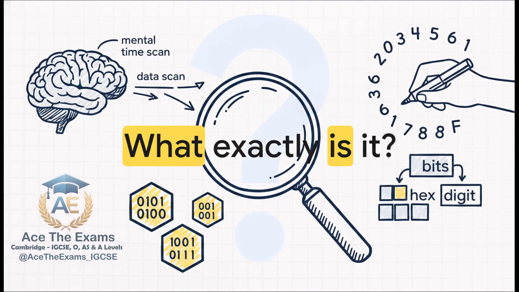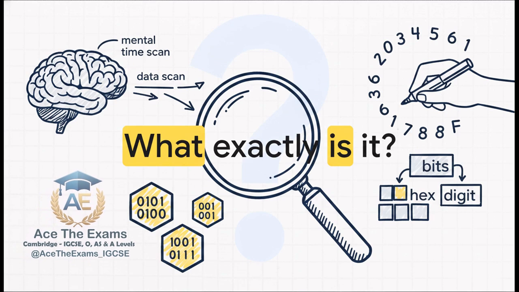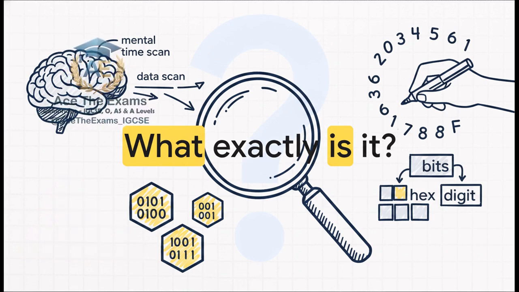The very first foundational prompt you must be able to answer aloud to yourself is simply, what exactly is it? If the topic is hexadecimal, what is it? Think about it right now. It's a base 16 number system. It uses 16 distinct symbols, the numbers 0 to 9 and the letters A to F. And crucially, one single hexadecimal digit can represent exactly 4 binary bits, which we also call a nibble. That is the fundamental raw data you need to extract first.